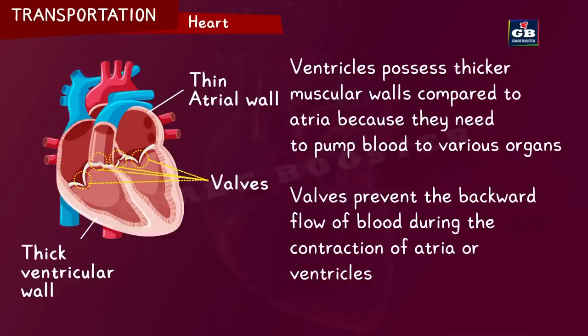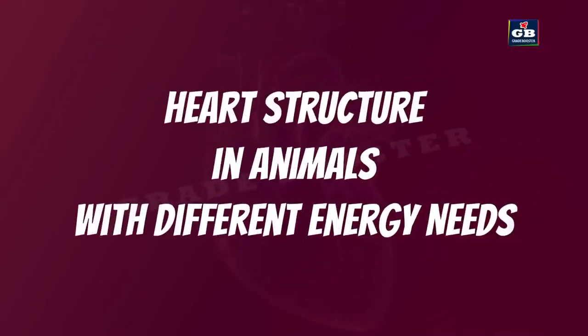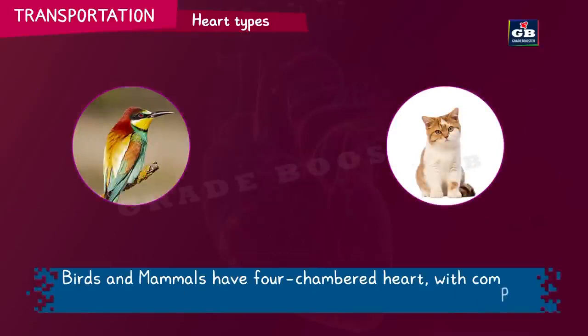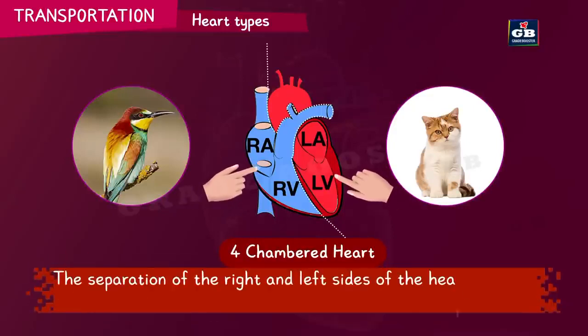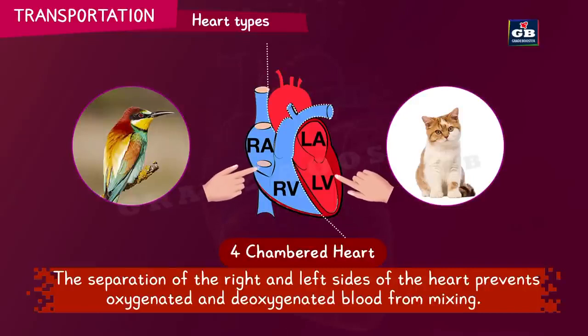Valves prevent the backward flow of blood during the contraction of atria or ventricles. Heart structure in animals with different energy needs. Birds and mammals have a four-chambered heart with complete separation between the oxygenated and deoxygenated blood. The separation of these right and left sides of the heart prevents oxygenated and deoxygenated blood from mixing.